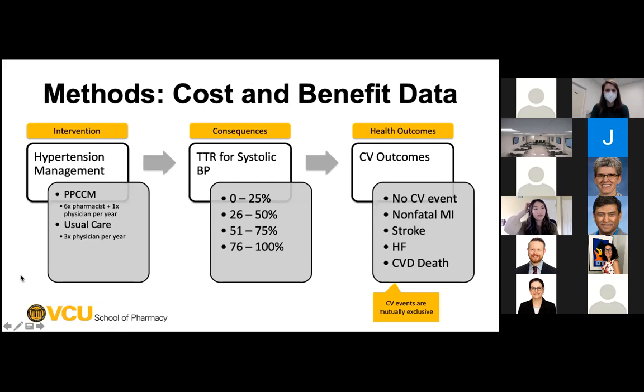So for the cost benefit data, we start off with an intervention. So that would be the hypertension management. For the PPCCM group, they saw the pharmacist 6 times per year and 1 time with the physician. And then for the usual care, they saw the physician 3 times per year. For consequences, it was a TTR for systolic BP, where they would end up in one of the 4 ranges. And then for the health outcomes, it was CV outcomes. So they could have no CV event, non-fatal MI, stroke, heart failure, or CVD death, and all CV events are mutually exclusive.